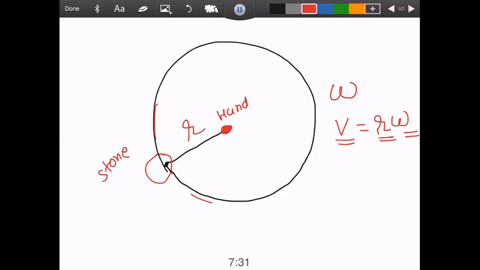Suppose we stop at this point and take a picture of it. So this is the position. When we rotate from here to here, this angle is theta. So it is displaced by theta. Now I will give you the comparison with respect to velocity, which is easy to understand. Now we will compare both things.